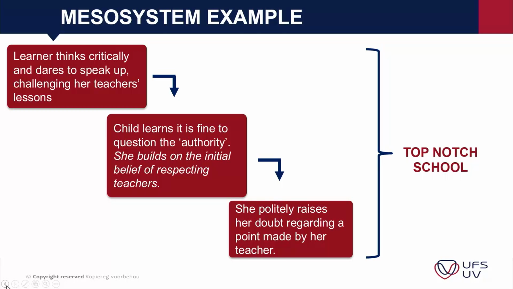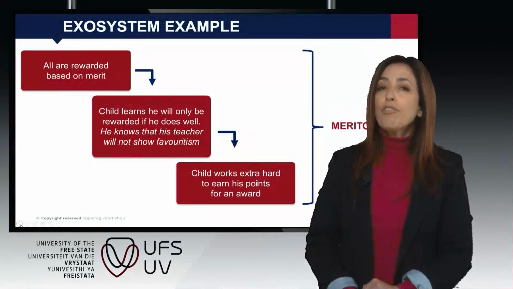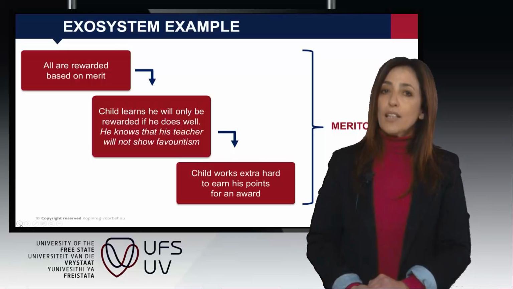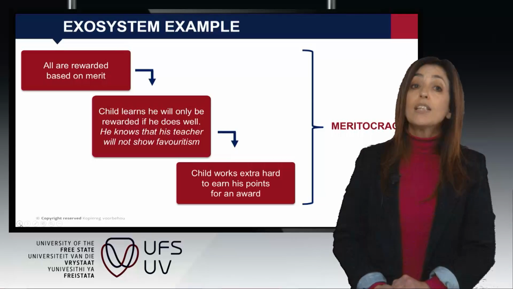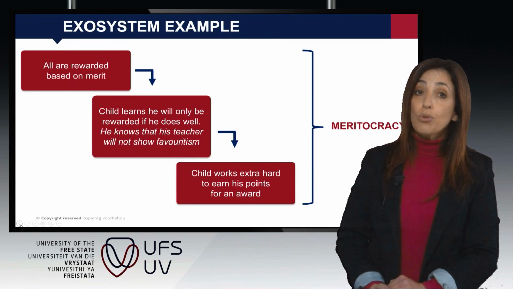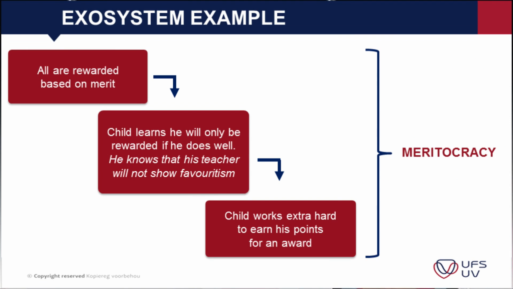Now, the third system, the exosystem, includes the extended family, mass media, neighbors, the school board, etc. If, for example, the school board decides that awards are based on merit, this will influence the child to work hard to achieve high marks in order to receive an award. The child learns he will only be rewarded if he does well. He knows that his teacher will not show favoritism. This child works extra hard to earn his points for an award.